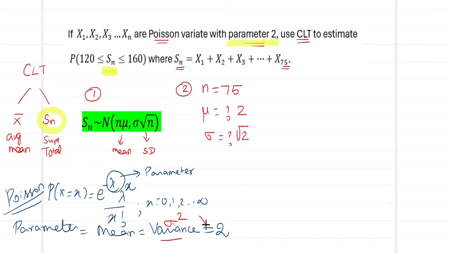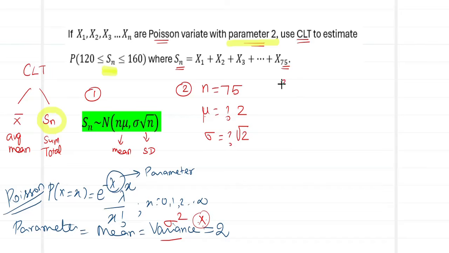You will have to be very cautious over here. If this point is missed, then the entire problem will go wrong. So we know the parameter is the same as the mean, which is the same as the variance, which is given as 2. Therefore, mean is 2 and sigma, the standard deviation, is square root of 2. So, step number 2 is over.